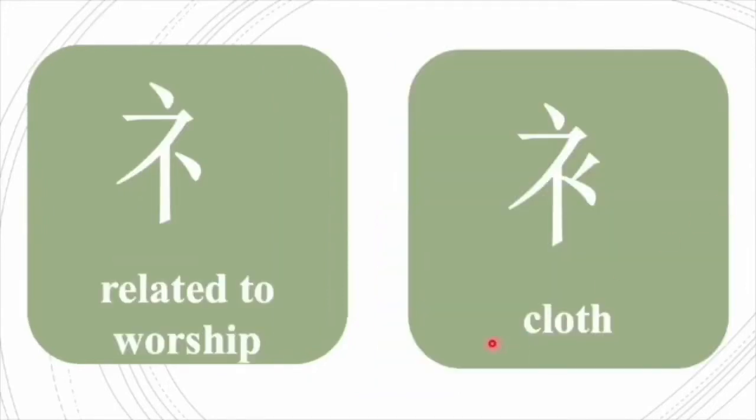So, can you tell the difference between the twin radicals? Yeah, that's right. The worship-shaped radical only has one dot on the right, but the cloth radical has two dots. Make sure to pay attention to this when you are writing.